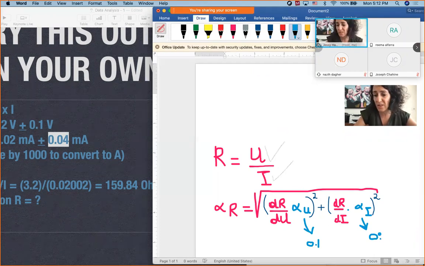If you want, you can write simply 4 times 10 to the negative 5, because I hate writing all these zeros. This is easy to write. But then how do I do the derivative? And this could be difficult for some students.